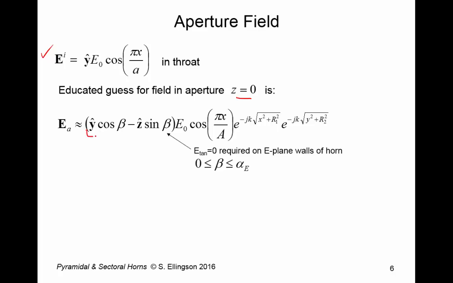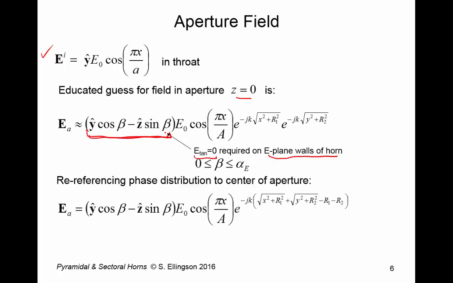You'll note this expression here is required due to boundary conditions. The tangential component of the electric field must be 0 on the E-plane walls of the horn to satisfy boundary conditions, so we get no x-hat component at the walls. Also, as before, we'll re-reference the phase distribution to the center of the aperture. That entails simply replacing this distance with this distance, and this distance with this distance, subtracting off r sub 1 or r sub 2 in each case.